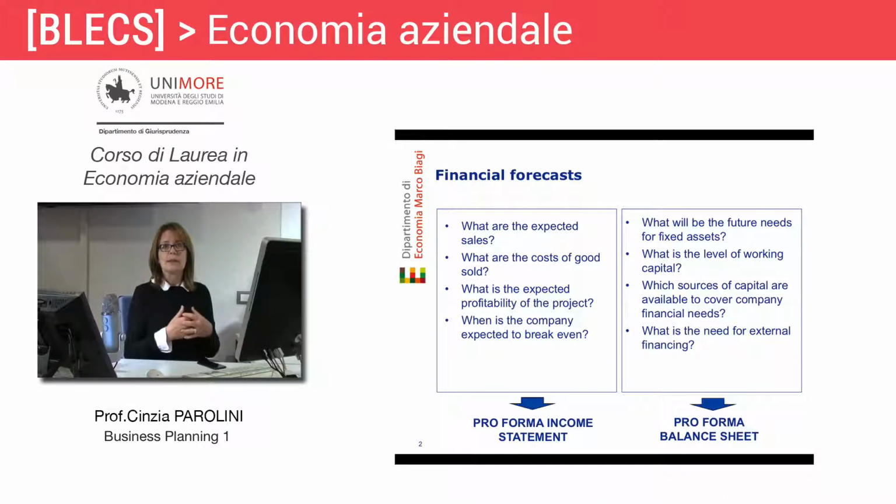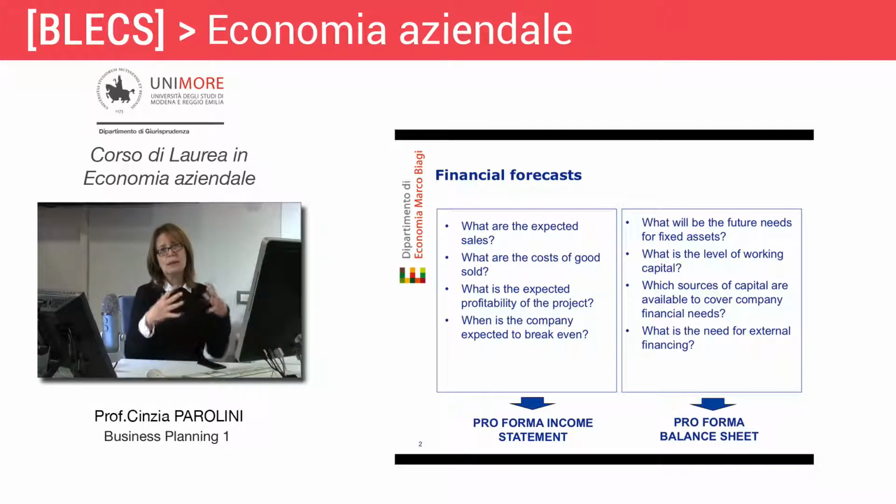Other sources of funds are represented by the liabilities, for example, bank overdraft or mortgages, or again other kinds of liabilities. A final source of funds is represented by equity, that is the money given to the company by the partners, by the owners of the company. So the pro forma balance sheet helps us in depicting the uses of funds on one side and sources of funds on the other side.